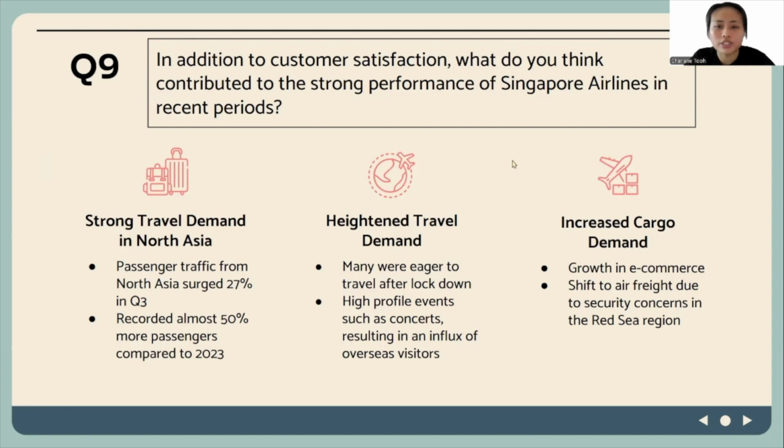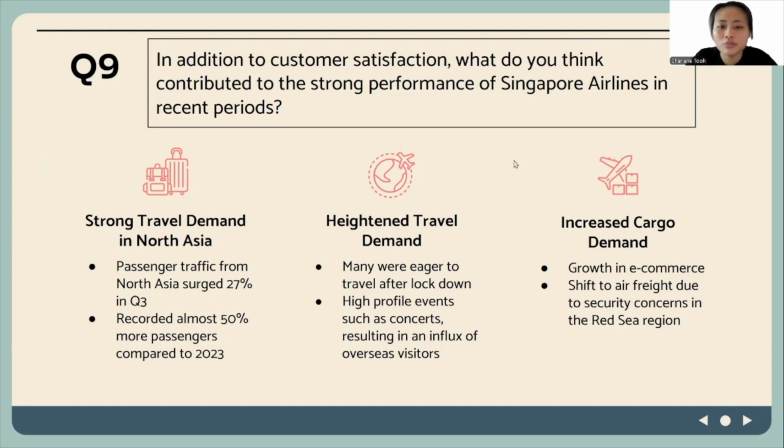For the second part of the question, Singapore Airlines' strong performance could have been driven by other external factors. Firstly, there has been strong travel demand in North Asia, with passenger traffic surging 27% in Q3 and recording almost 50% more passengers compared to 2023. Secondly, there was greater pent-up travel demand due to the COVID-19 lockdowns in previous years. Singapore also had multiple high-profile events, such as concerts, which attracted an influx of overseas visitors.